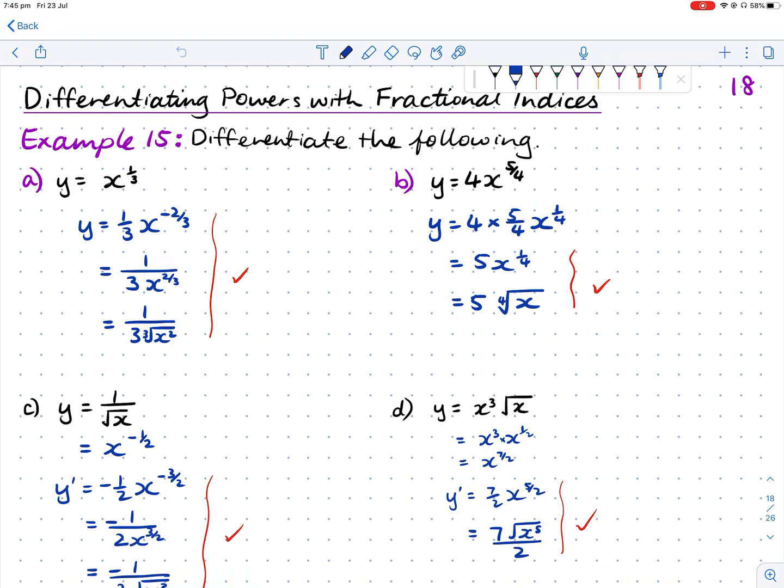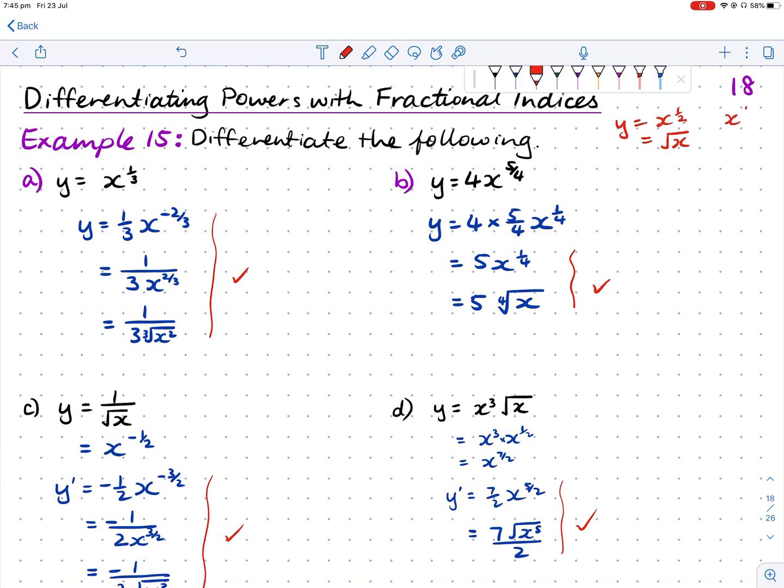Today we're looking at differentiating powers when we've got a fractional index. What we're doing with these is pretty much exactly the same as what we've been doing before, except we just need to be very careful when we're working with fractions. So remember, when we've got a fractional index, it's like having the root of a number. If I have y equals x to the power of a half, that's the same as having the square root of x. So a half, when you've got a 2 in the denominator, it's a square root.